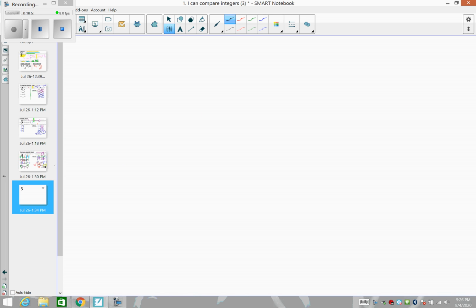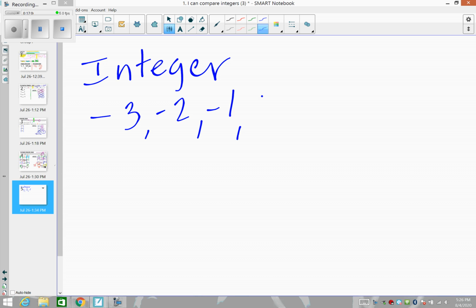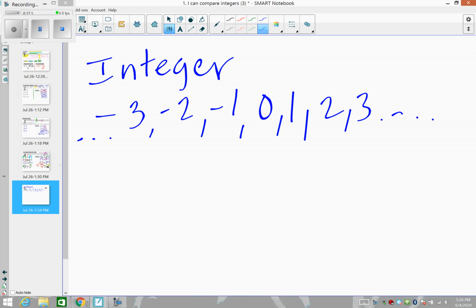Let's do a quick summary and then we're out. The summary for our work today would be this. An integer, we talked about what an integer is. It's negative 3, negative 2, negative 1, 0, 1, 2, and 3, all the way to infinity, both directions. Notice, no decimals, no fractions, no parts. They have to be whole values that are positive, negative, and 0.